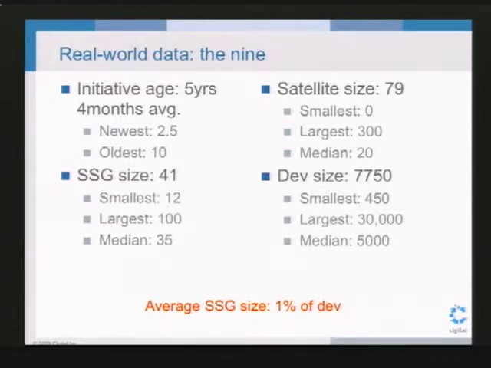Right? So the smallest one that we observed was a group of 12 guys. The largest one was a group of 100 people. And you can see the median there. Now, the really interesting thing happens when you take the SSG size and you put it over the developer size, and you do a ratio. So we're talking about large groups of developers. The smallest one was 450 developers, and the largest was 30,000 developers. The interesting thing is, when you do the math with all of the real data, you can make a statement, which is that what we observed is that the SSG size seems to be around 1% of the developer size.